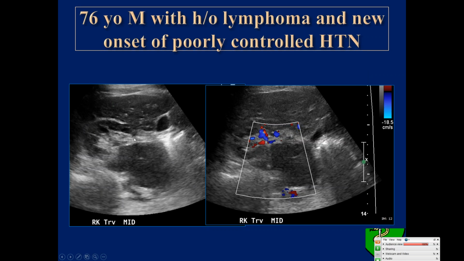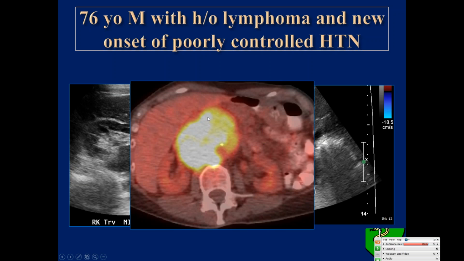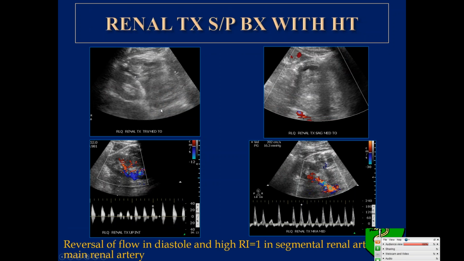and again presented with hypertension, found to have high peak systolic velocities in the hilar vessels, and this mass corresponds to the coalescence of multiple lymph nodes in this patient with a history of lymphoma and recurrence. And this is a correlative PET CT that demonstrates this big, large mass that causes mass effect on the kidney and hilum of the kidney.